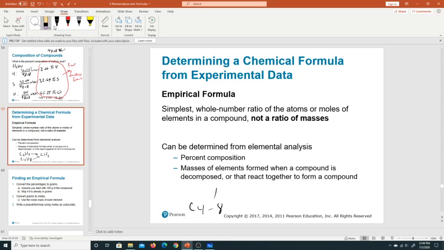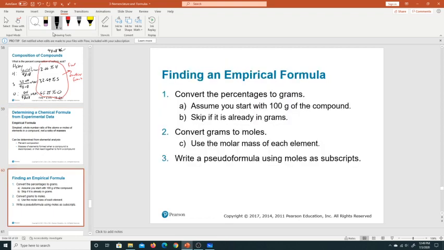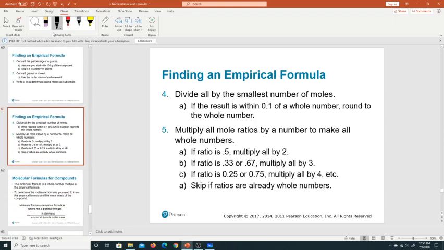So percent composition data can get us to the empirical formula if we follow a procedure to do that. Alright, so this is what we're going to do. Convert percentages to mass. If we're given percent composition data, we're going to assume we have a 100-gram sample, and therefore it'll allow us to figure out how many grams of each component we have. If you already know the mass of each component, we'll just skip that part and use that directly. We're going to convert grams to moles, and then we're just going to divide by the smallest to find the whole number ratio of each.